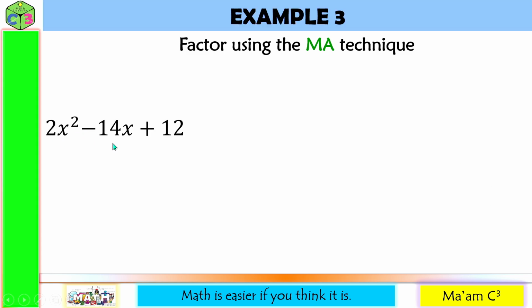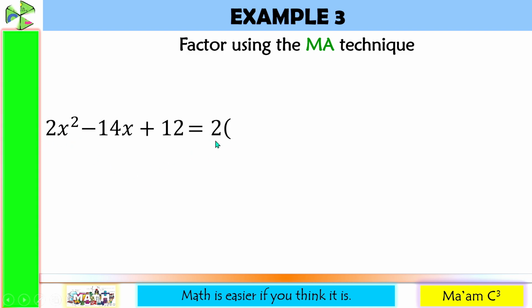Let's have another example. 2x squared minus 14x plus 12. Remember, the first thing that you have to ask yourself is, is there a GCF? 2, 14, and 12 are all divisible by 2. It means we can factor out 2. This one here is our GCF.